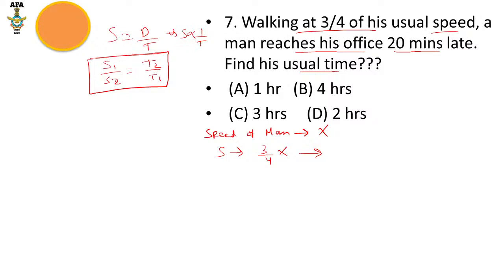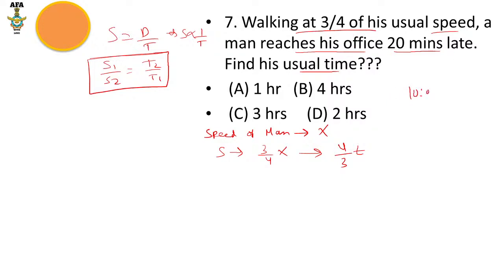This will be the case. So it will be opposite. So if speed is 3 by 4, then time will be 4 by 3. 4 by 3 time will be required. Now suppose a man is walking at 3 by 4 of the usual speed. A man reaches his office 20 minutes late.